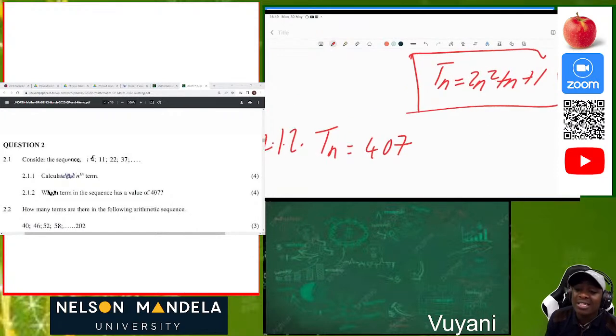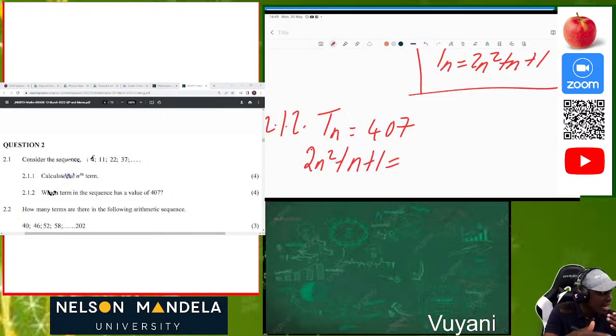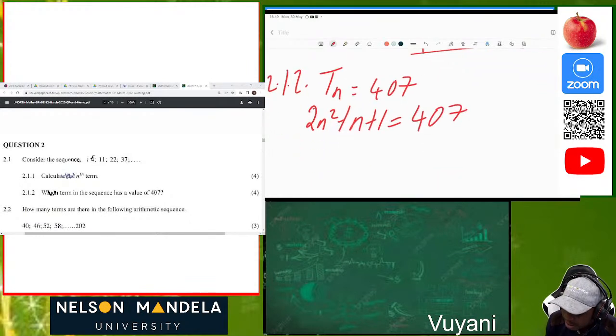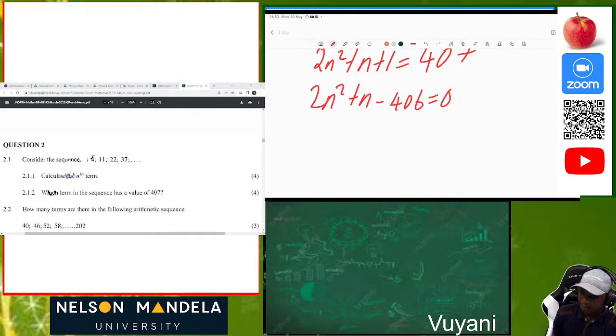But what do we know about the Tn? We know that Tn is equal to 2n squared plus n plus 1 from what we have already calculated before. Then we equate it to 407. Then we make it 2n squared plus n plus 1 minus 407, which is negative 406, equal to 0. Then this is now a quadratic equation. So you must master your quadratic formula so that you can solve number patterns. Okay, now use your quadratic formula.